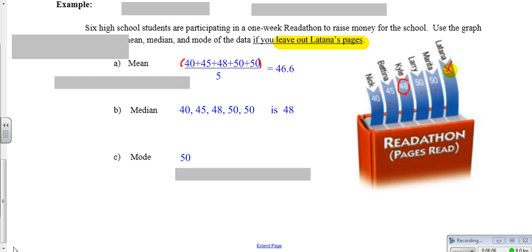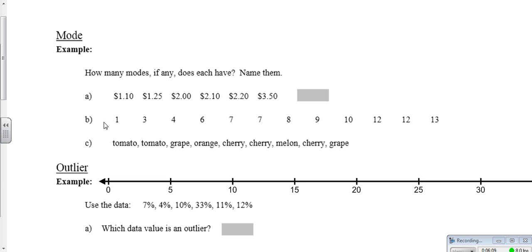Alright. Mode. How many modes, if any, does each have? So for A, what shows up the most? If you look at them, they all show up the same amount of times, so nothing stands out, so the mode is useless. Next one, we have 1, 3, 4, 6, 7, 7. So 7 shows up twice, and 12 shows up twice. So you can say 12 or 7 and 12.